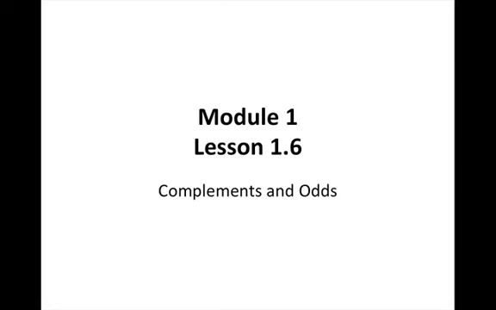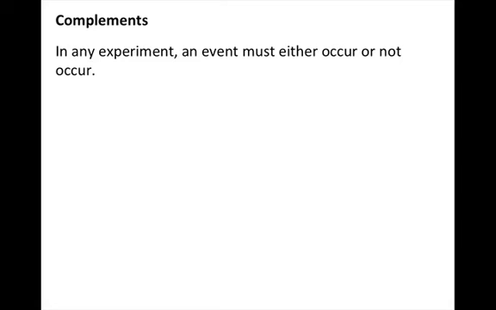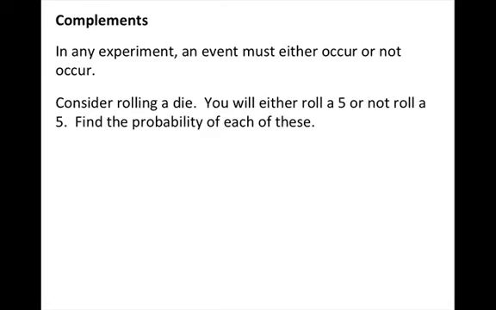Lesson 1.6 focuses on complements and odds. We've looked at complements for sets, and now we're going to consider how complements apply to probabilities. In any experiment, an event must either occur or not occur. Consider rolling a die. You're either going to roll a 5 or not roll a 5.